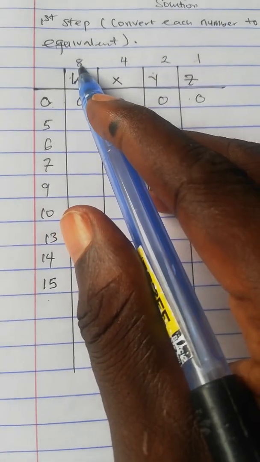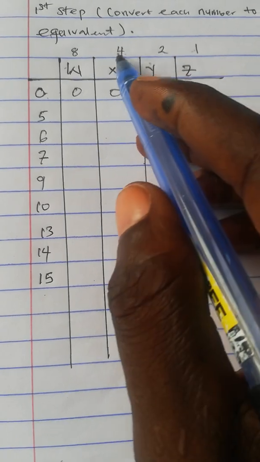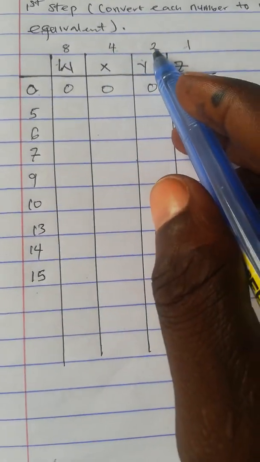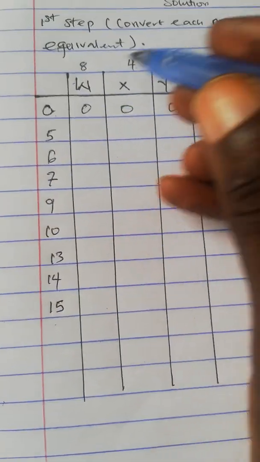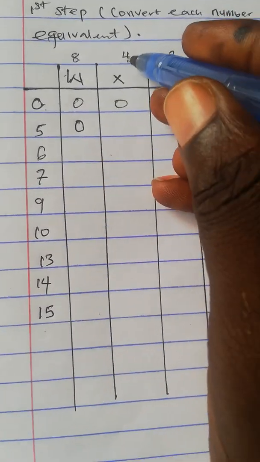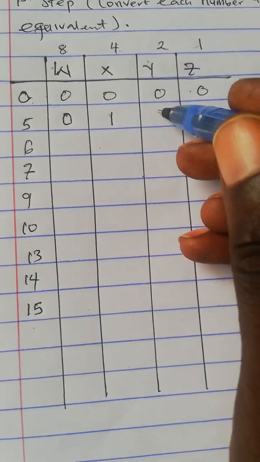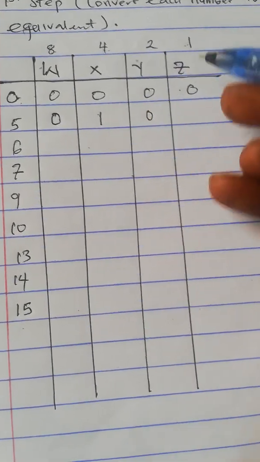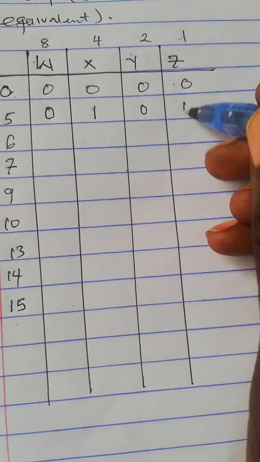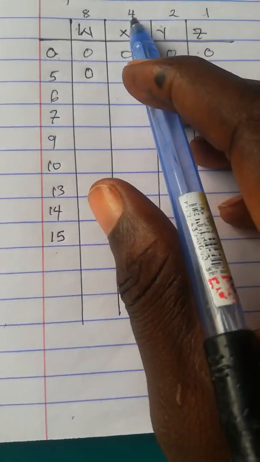That means 8 is bigger than 5, and we also don't need 2. Since we don't need 8 and 2, you make them 0. We need 4, turn it to 1. We don't need 2, you turn it to 0. We need 1, so it's 1 here.